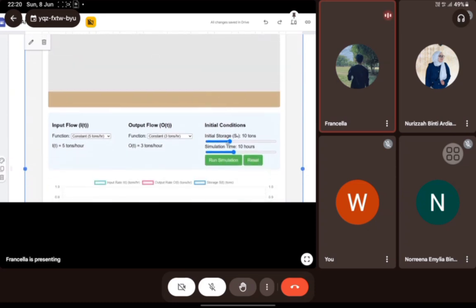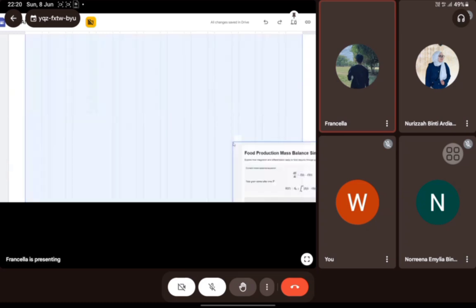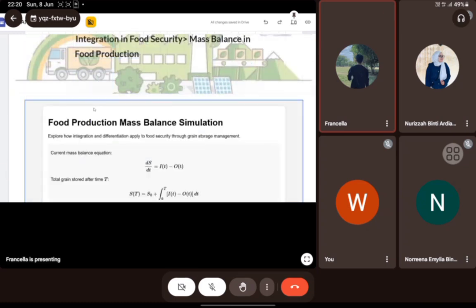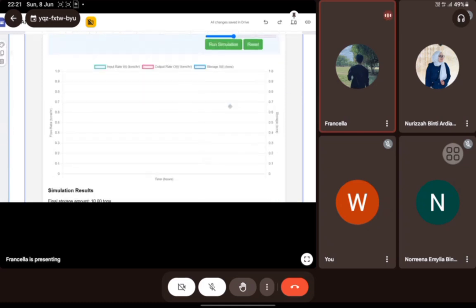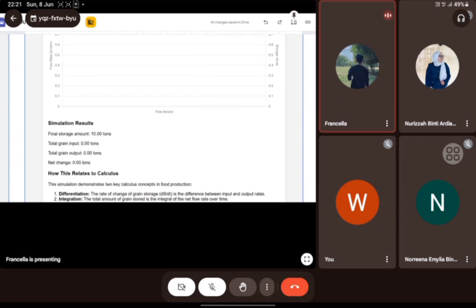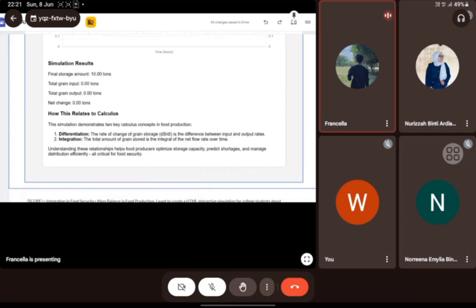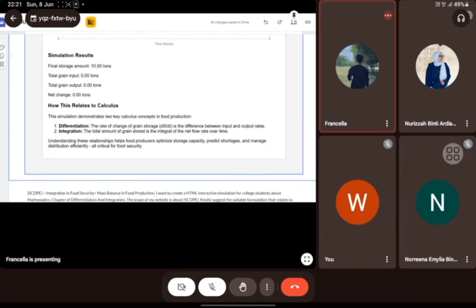We can adjust this animation like this, right? And the goal is to show how producers can use this concept to optimize storage and ensure food security. However, in this simulation, the total input, output, and net change appear as zero, which suggests a possible error in the calculation setup.